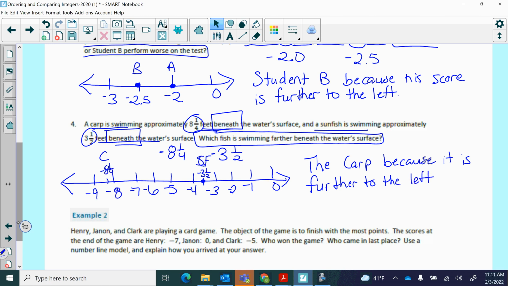All right, guys, here's a good question. What on this number line represents the water's surface? 0 represents the water's surface or sea level. So that way, we can really see that the carp is further from the water's surface than the sunfish. Any questions about these 3 problems?